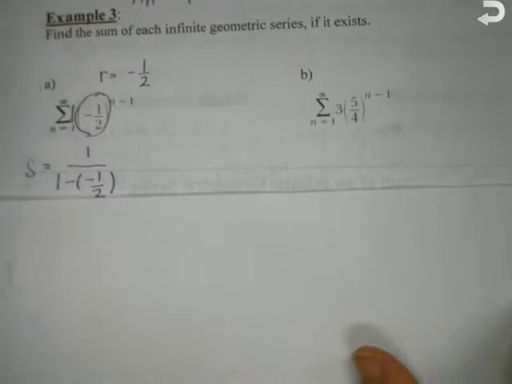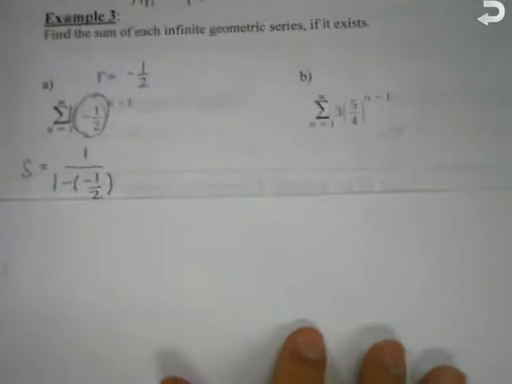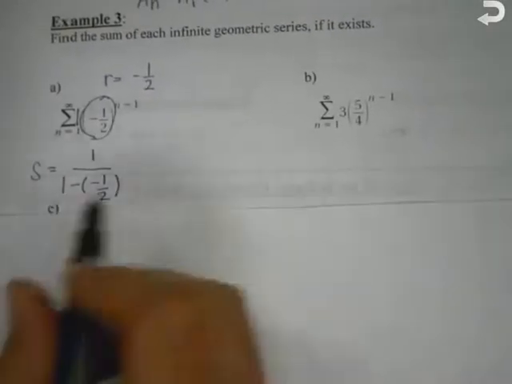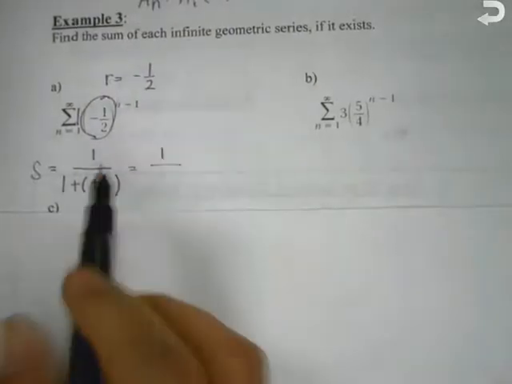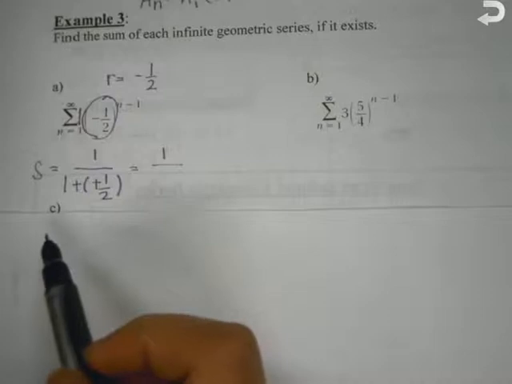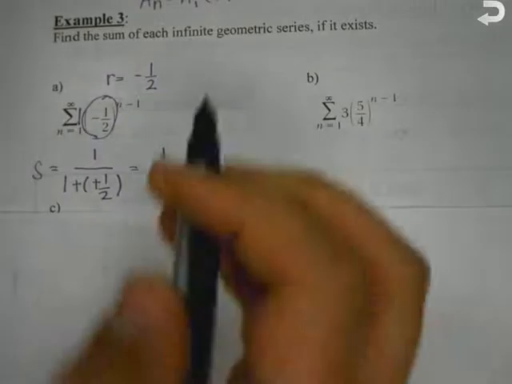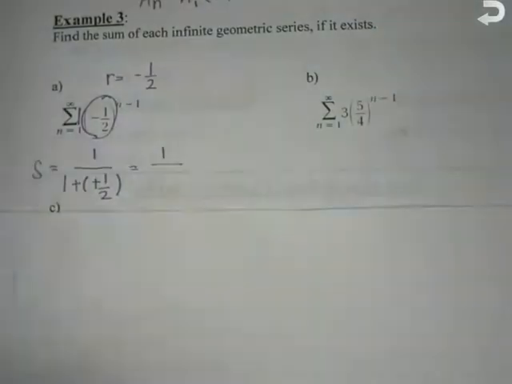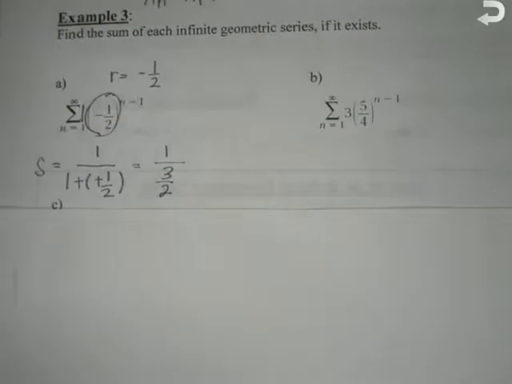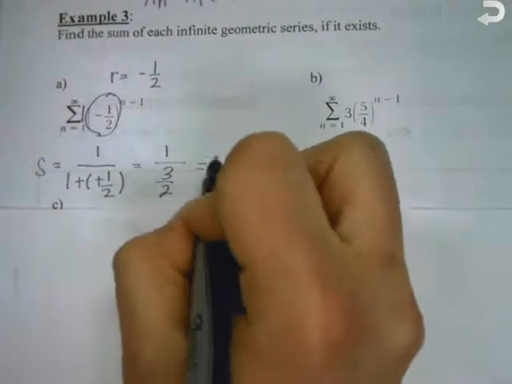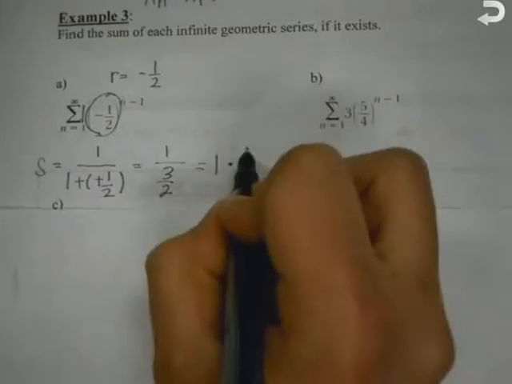There's that, better. Okay, minus a negative becomes what? Positive. So this is the same as 1 over, what's 1 plus 1/2? 1.5, which is 3 over 2, right? Yes? Okay. Dividing by a fraction is the same as multiplying by the reciprocal, so this is 1 times what? 2/3. So what's my answer? 2/3.